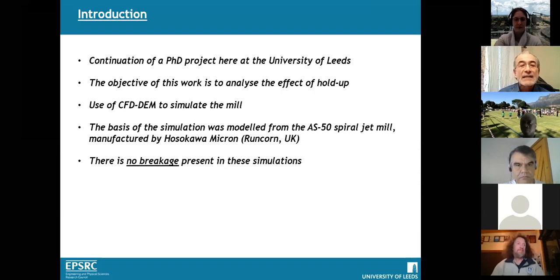We use CFD-DEM to simulate the mill. And the basis of the simulation is the AS50 spiral jet mill of Hosokawa Micro.